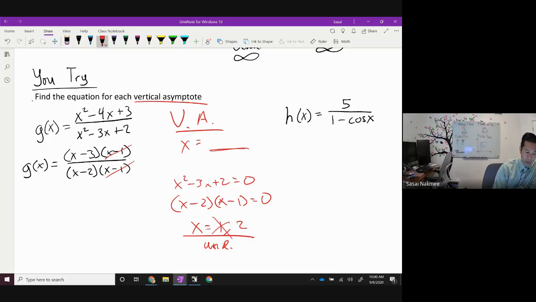The 2 is a vertical asymptote, and that's what I would say my answer would be. The vertical asymptote is only at x equals 2, whereas x equals 1 is still undefined, but is not a vertical asymptote. X equals 1 is not a vertical asymptote. We were able to cancel this out.